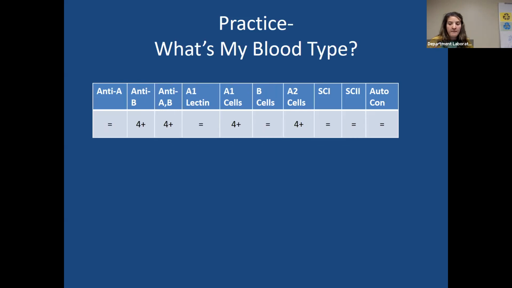What about this guy? B. Why did he react with A2 cells? So is that what you expected? Yes. What about this guy? O with a negative IAT.